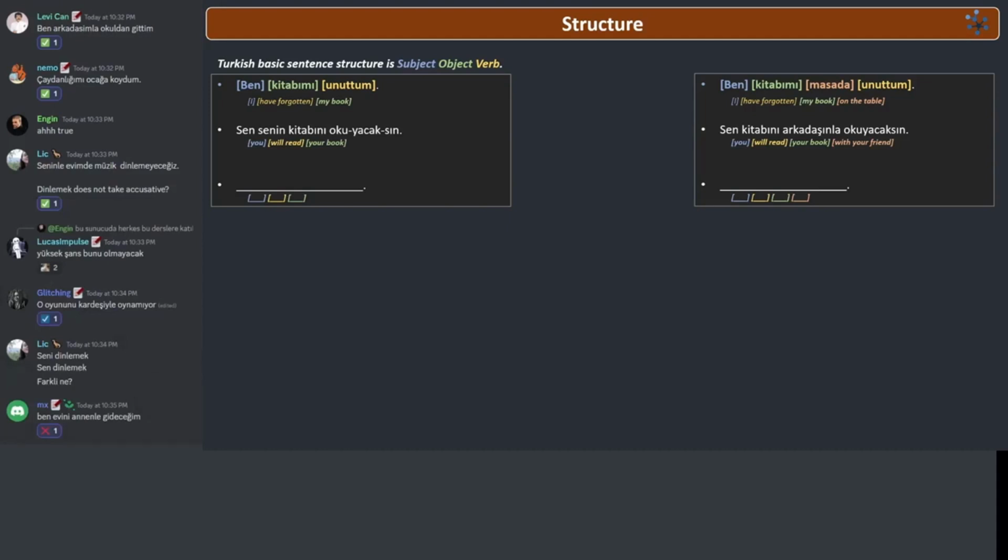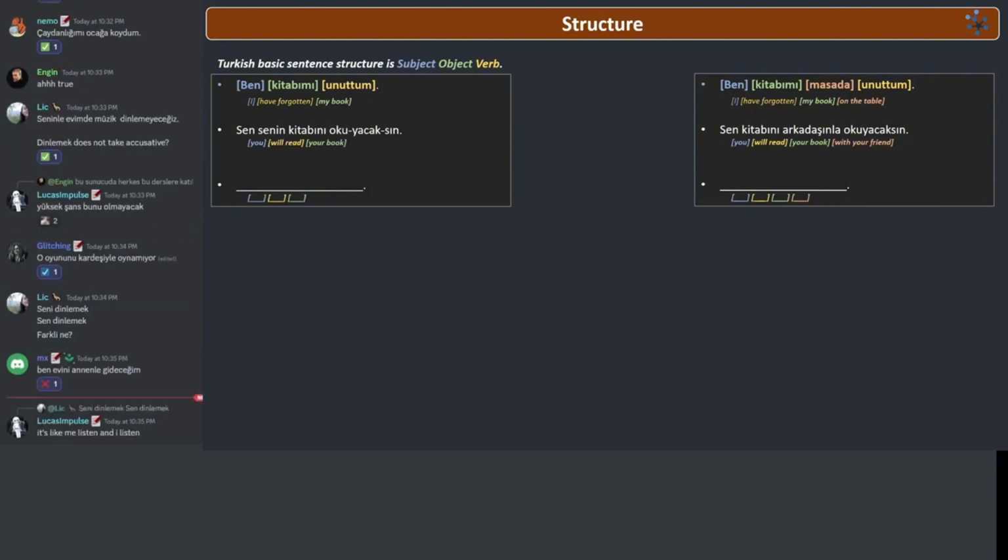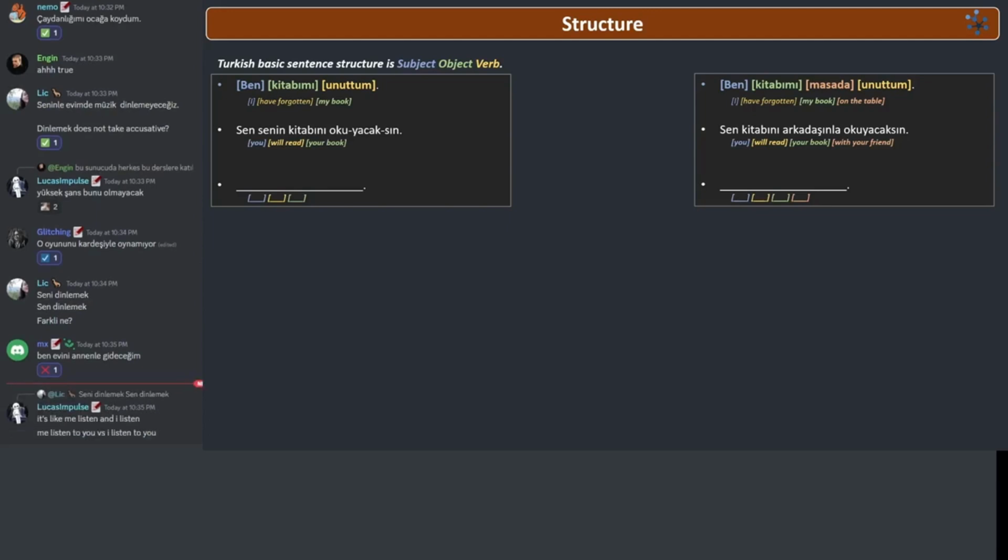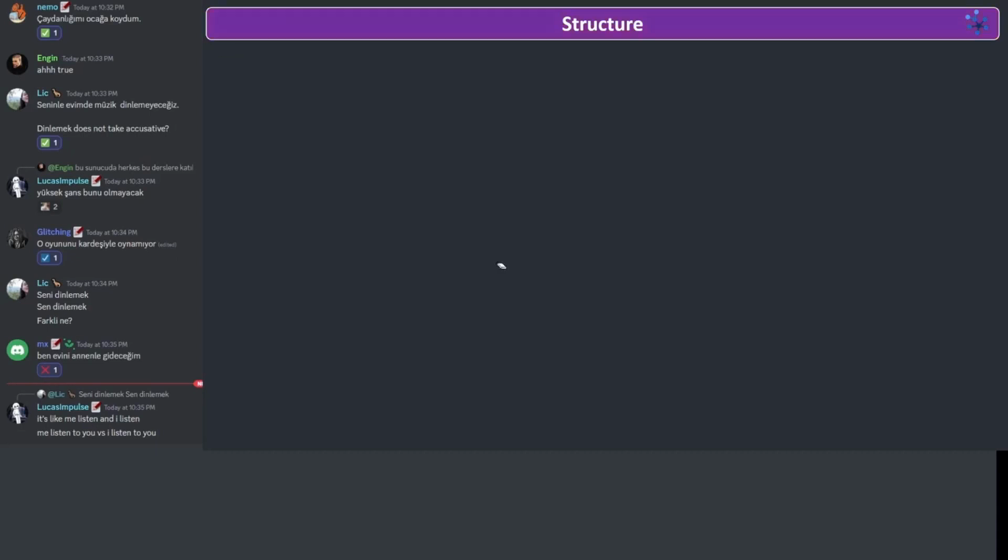Okay, let's have the final examples. I want to move to the advanced part. I want to show more examples for the advanced speakers. Okay, and finally, let's talk about the crazy part.